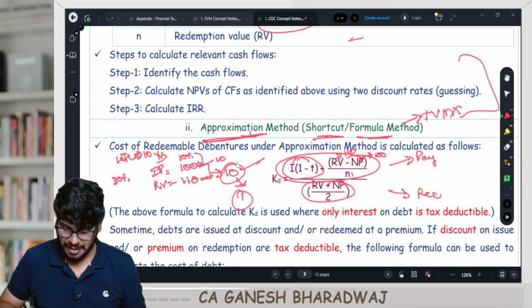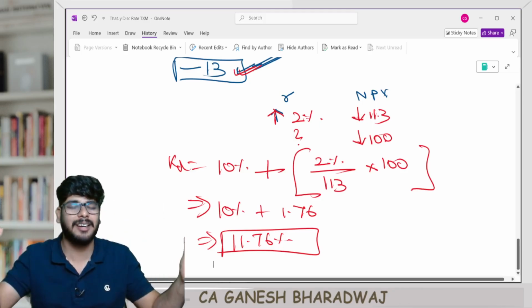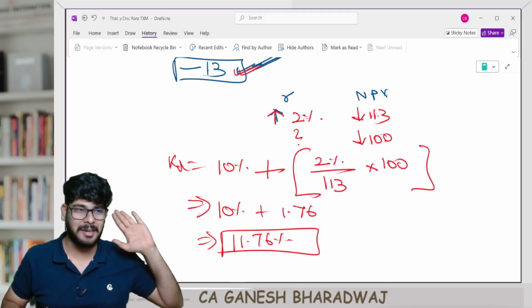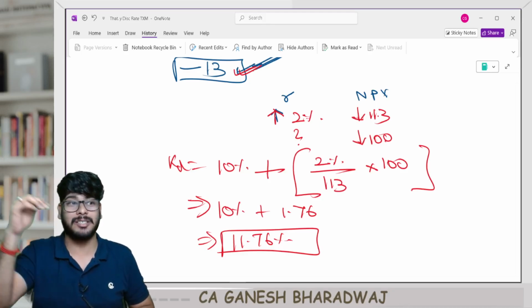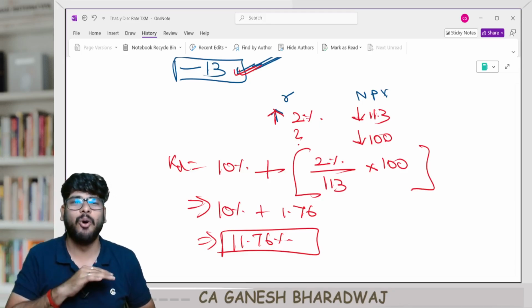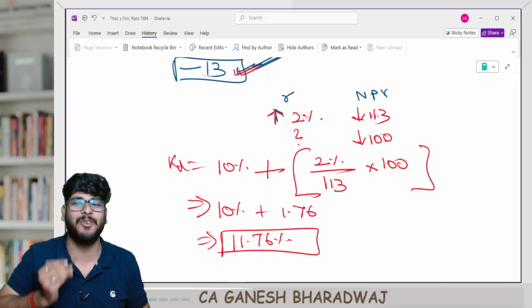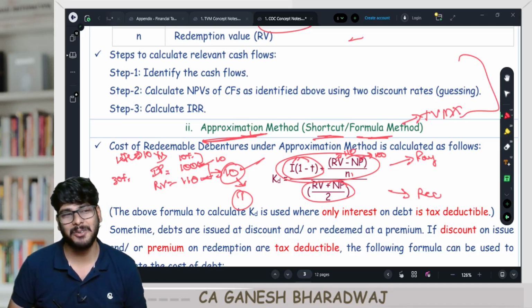Now, tell me the formula for KD. Logically think, guys. That's all it takes. KD is I into (1 minus T) plus (RV minus NP) divided by N, that's the total cost across the life, the whole divided by (RV plus NP) by 2. You only said the formula, right? That's all it is. Are you able to understand?